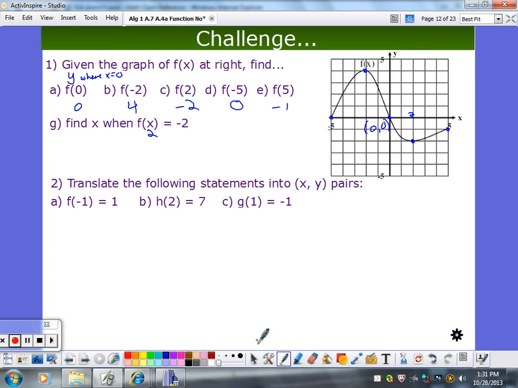So you're reading the graph. Sometimes it's giving you inputs and asking you for outputs. Sometimes it's giving you outputs, asking for inputs. How about this? Translate these into xy pairs. Input negative 1 with output 1. What's the ordered pair? This is the x, and this is the y. Input, output. What's the ordered pair that goes with h of 2 equals 7? Input 2, output 7. What is the ordered pair? g of 1 equals negative 1. 1, negative 1. So is that much of a challenge, really? Once you get it, it's not so bad.